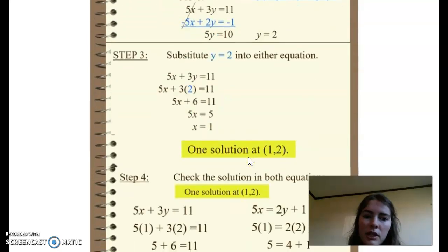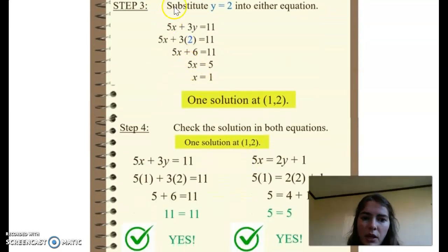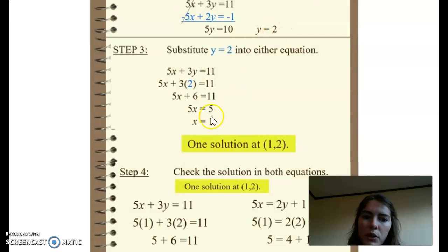All right, so here it is. I'm just going to scroll this up. There's our equation, and I put a 2 in place of the y, and we multiply, so that becomes 6. Then when we move this 6 to the other side, we have to do minus 6. So 11 minus 6 is 5. And then again, divide by 5. 5 divided by 5 is 1. Okay, so now we know our solution. We knew that y was 2, x was 1, and one solution at that point is 1, 2.